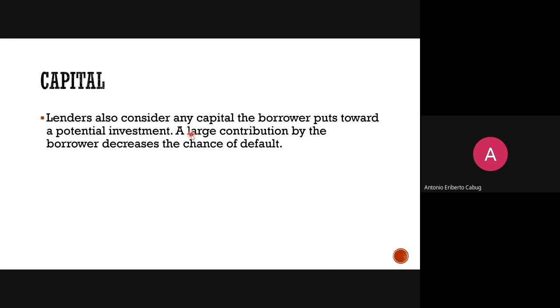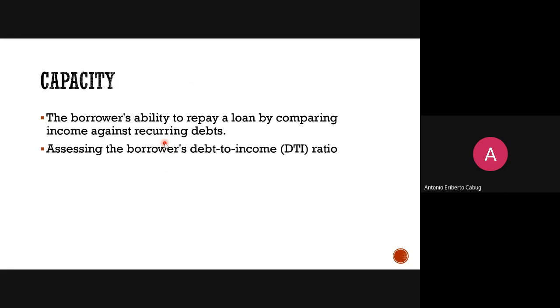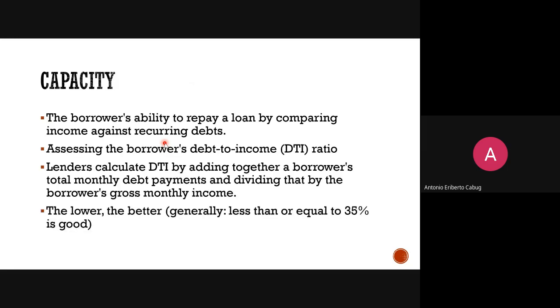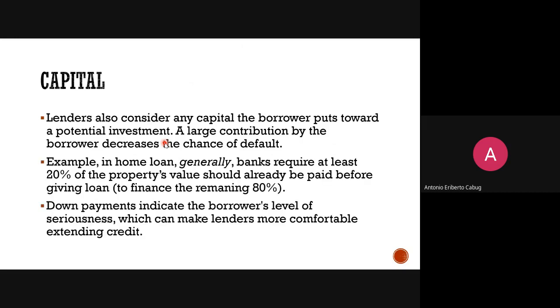So, recap tayo ha. The first C is character. It pertains to your credit history, your reputation. Second is capacity. Do you have enough income to repay back the loan? And third is your capital. If you put a lot of capital in the project, the business, or the house, whatever that is you're borrowing for, the more serious it seems you are in what you are doing.